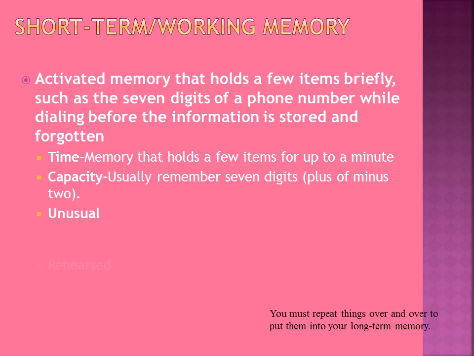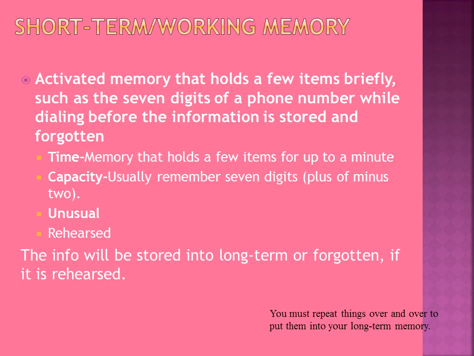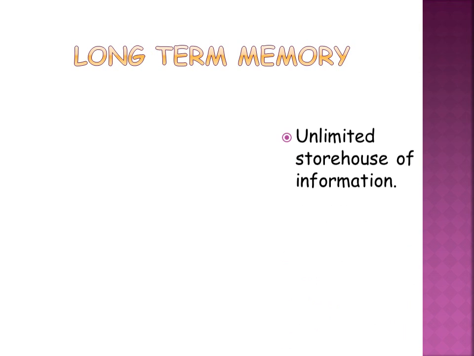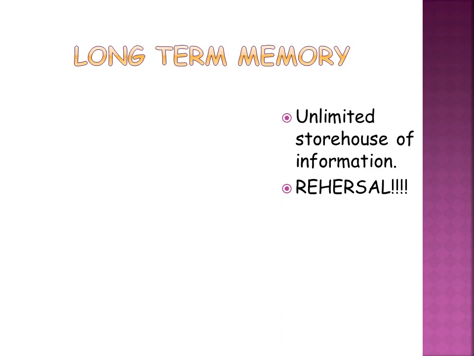Oftentimes we may remember something if it is unusual or if it's rehearsed. The information will be stored in long-term memory, or forgotten if it isn't rehearsed. So this only lasts a little bit of time, and then it's going to transition into our long-term memory. Usually when it transitions into the long-term memory, it's been rehearsed over and over and over again. Long-term memory, though, has an unlimited storehouse for information. It's rehearsed, rehearsed, rehearsed. It has elaboration on it.